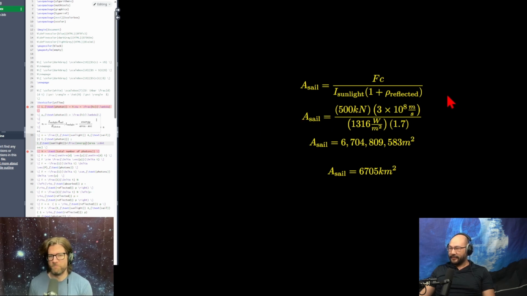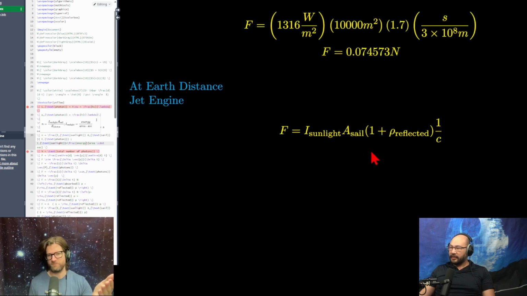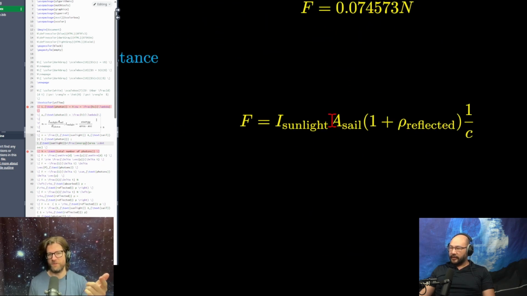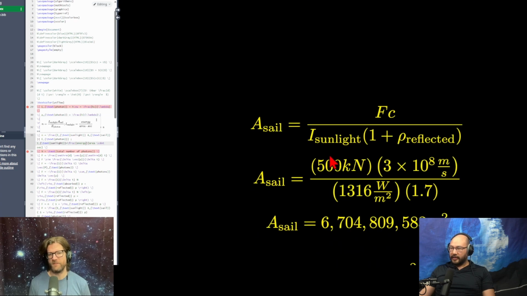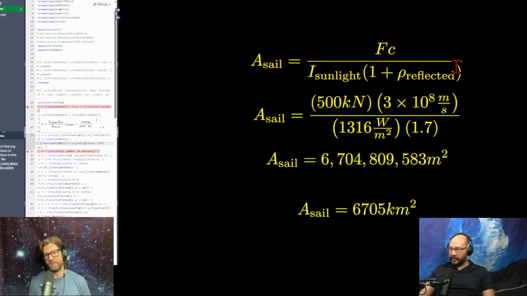So we rearrange the equation now to solve for the area of the sail. I move everything to the other side of the equation, which means it's F over everything else, and 1 over c. So I get FC over everything else.